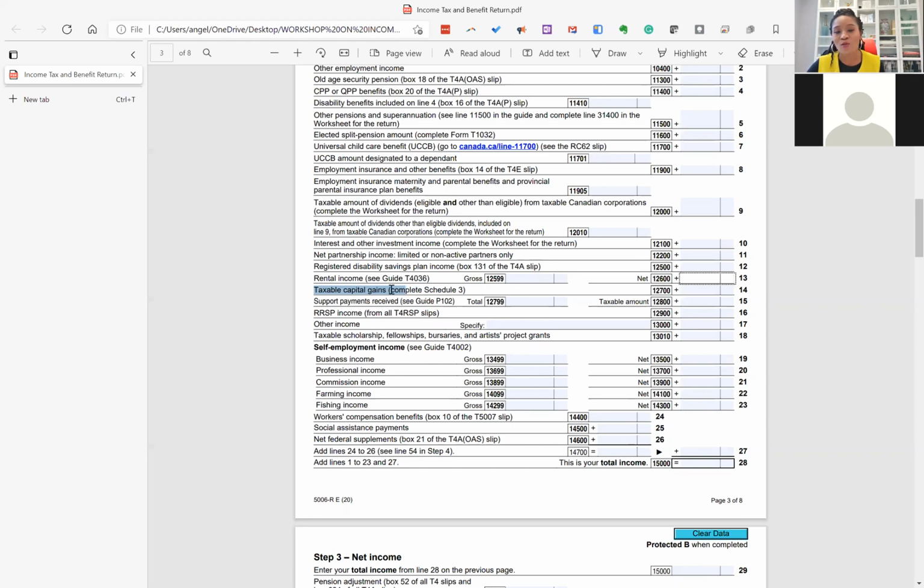Taxable capital gains. When you see taxable capital gains here as well, if there's an amount here, then it shows you that a person had capital gains income. The reason it says taxable is that for some capital gains, a portion of it is non-taxable. In some cases, only 50% of capital gains is taxable.